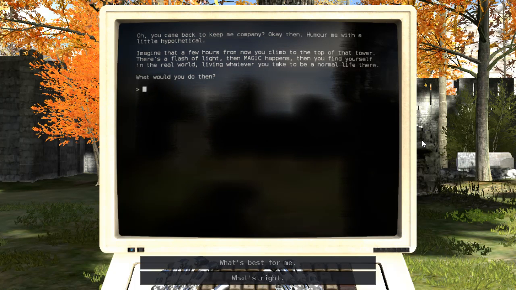What's up with these choices? What's best for me, what's right. If I was a robot, I wouldn't have to worry about, like, starving or anything, so I would just do what's right.